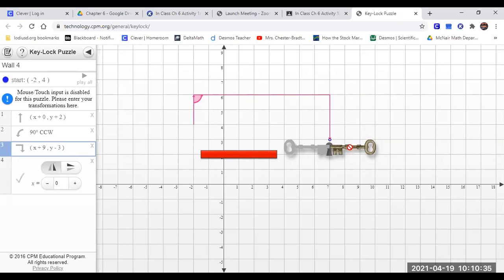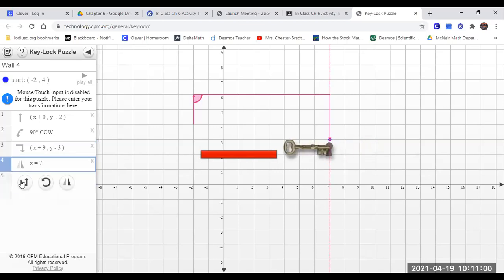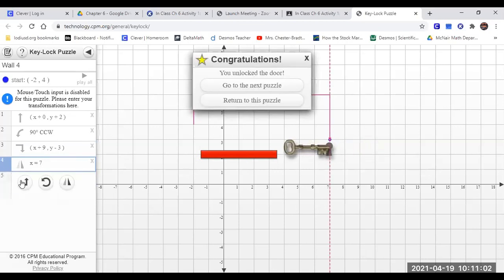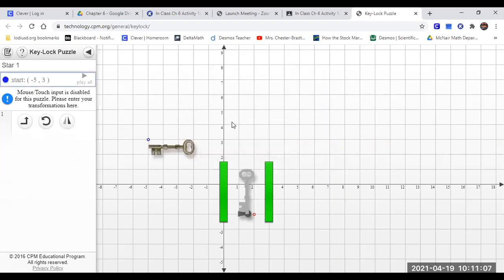Is this key going to flip left and right or up and down? Left and right, so we pick the left and right. Now, what X line is there? What X line are they flipping over? Yes. So when you flip left and right, you look at what X line. When you flip top to bottom, you look at what Y line. And if you look, it says X equals. Boom. Yay. Okay. Next puzzle.